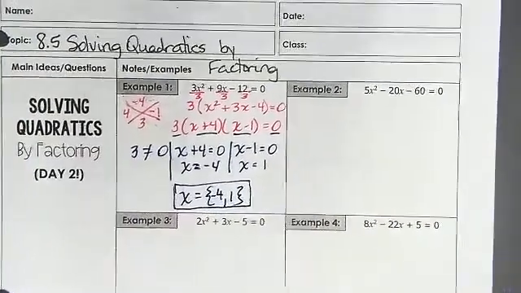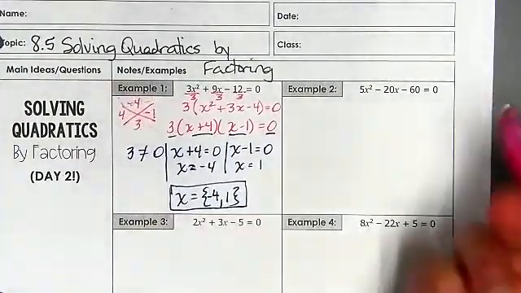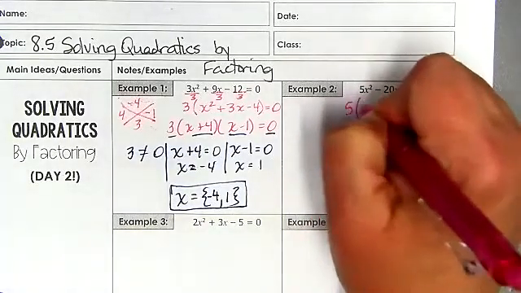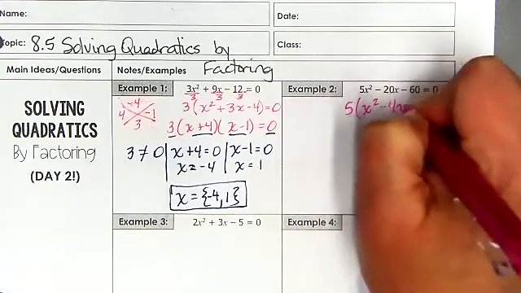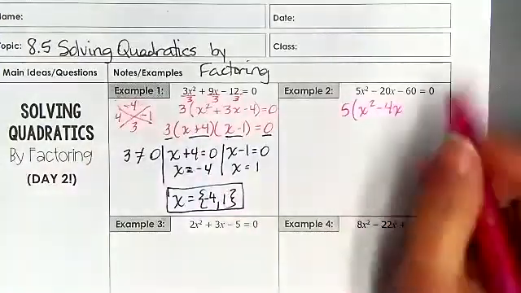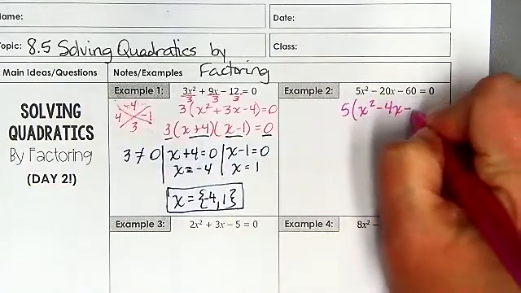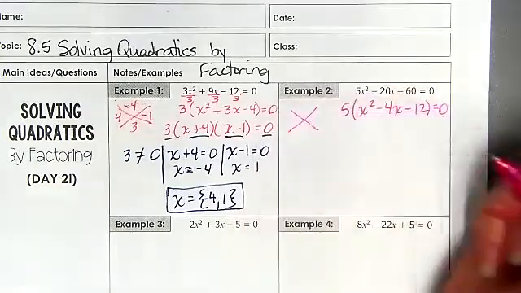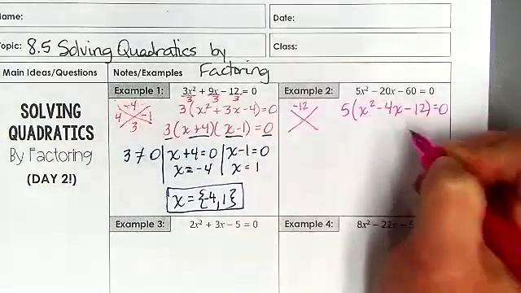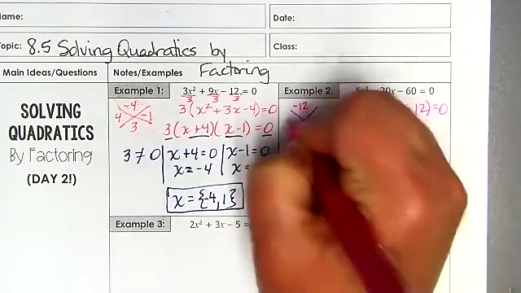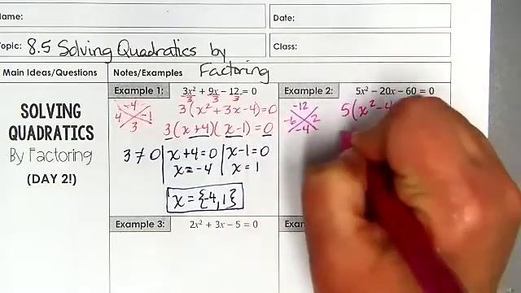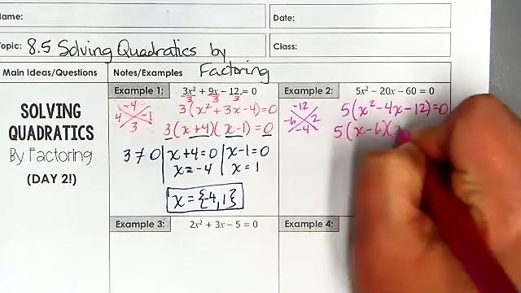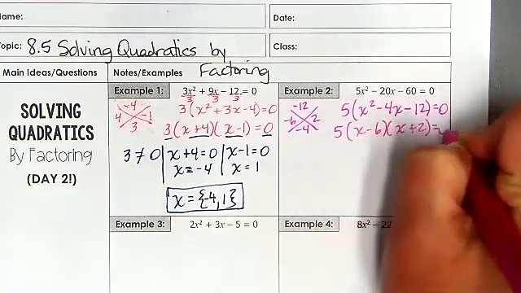Our next example, example 2. First, look to see if there's a GCF. Yep, there is. So I factor out that 5. That's going to give me x squared minus 4x minus 12 equals 0. 12, negative 4, so that's going to be negative 6 and 2. So that's 5, x minus 6, x plus 2 equals 0.